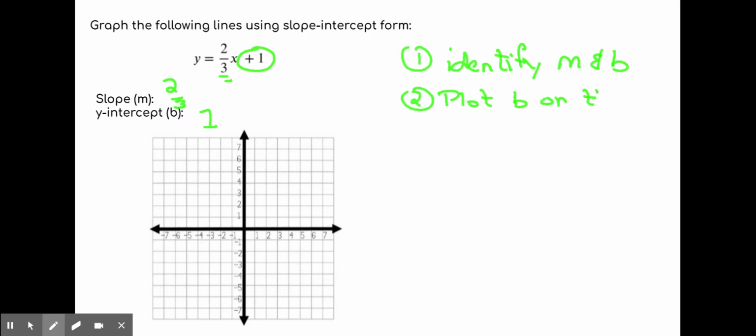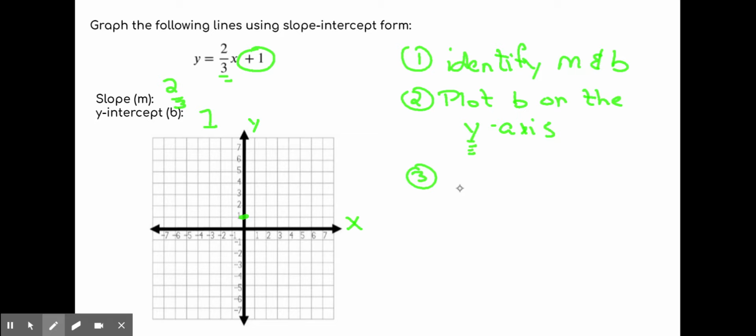Then step 2 is to plot b. Where does the y-intercept go? The y-intercept goes on the y-axis. Guess what some of you are going to mess up? You're going to put it on the wrong axis. Okay, so here's the x-axis, here's the y-axis. How would I plot a y-intercept of 1? Well, I would go up 1 and I'd put a dot. Okay, so we've got 1 point. We need at least 2. And I'm going to say if we can get 3 points, 3 is better. We need 2 points to make a line.